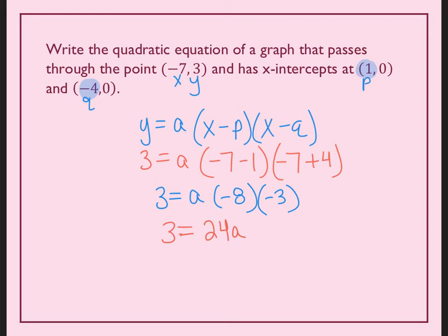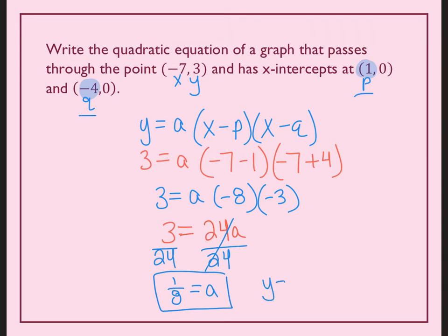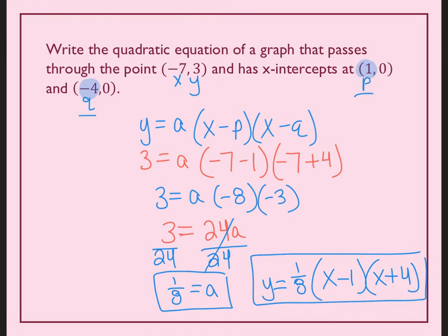Next step is to divide by 24 on both sides. 3 over 24 reduced is 1 over 8. That's my a value. Remember, the whole point of doing this is because I need to find my a, and I'm going to go back and use my p and my q and my a. So y equals positive 1/8, x minus 1, x minus negative 4 becomes x plus 4. So remember, you have to find your a value before you can write the equation.